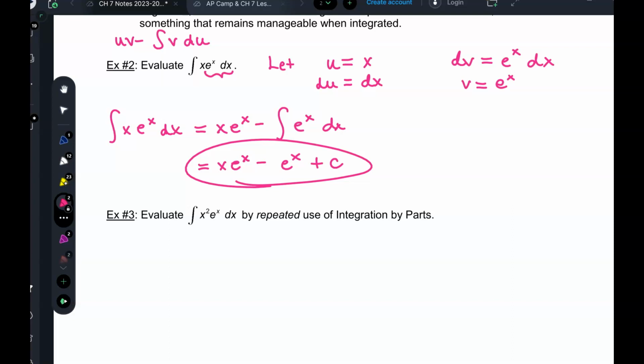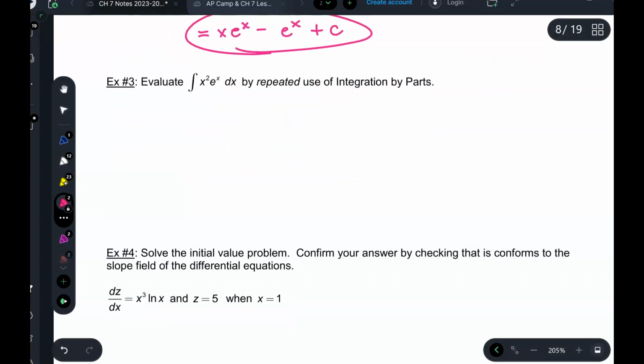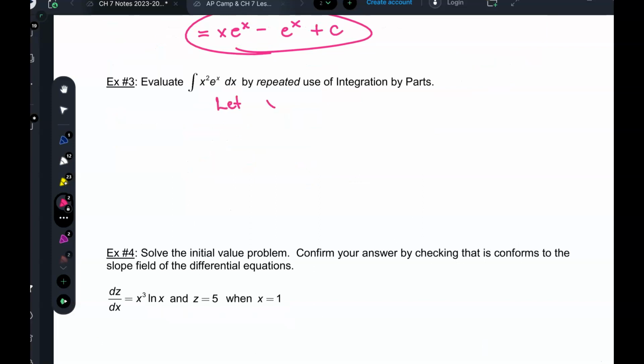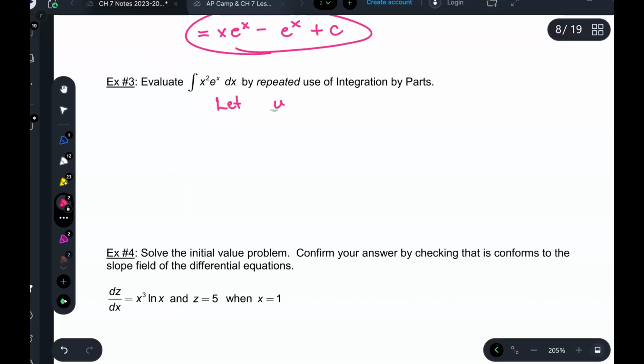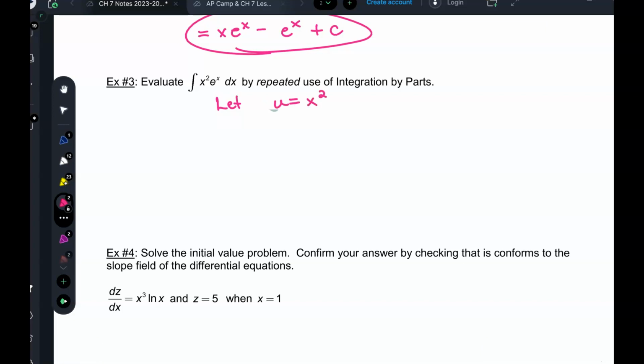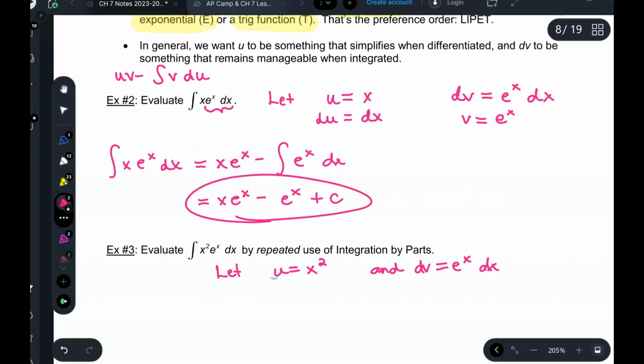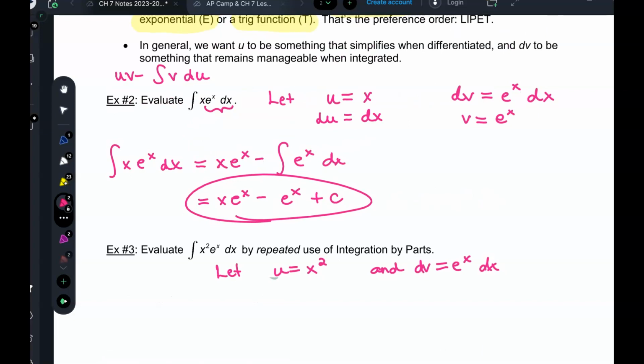Next one. What are we going to make u equal to? x squared. So let's let... Repeated use. Yes. So sometimes we have to. Is it because it won't be equal to just dx the first time? Like, because it'll be 2x for du? Oh, sorry. So sometimes one integration by parts is not enough.